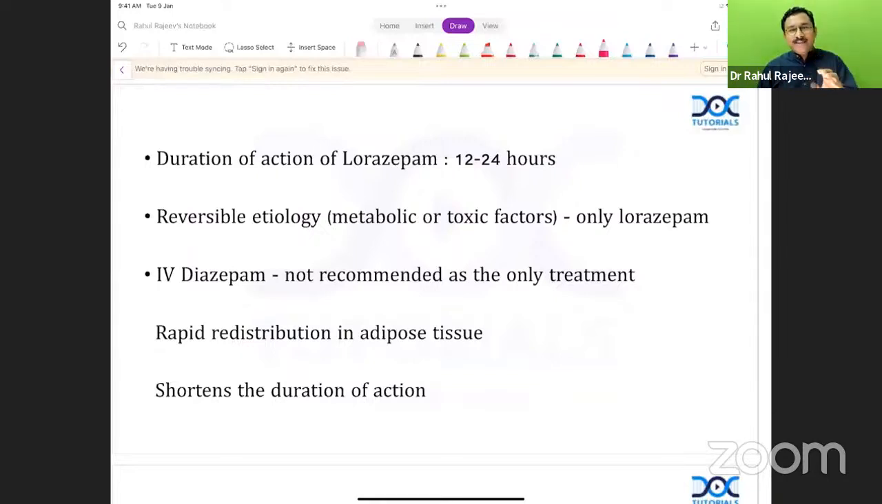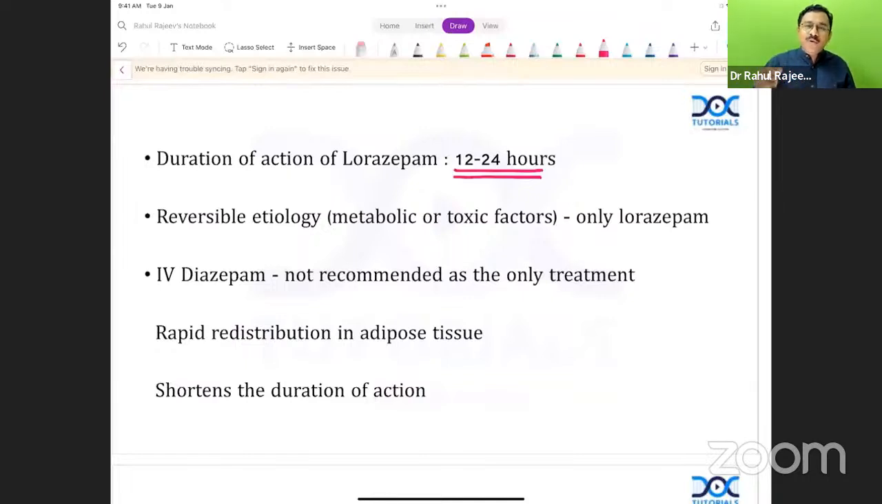Now when you give a benzodiazepine, then comes the question: is it enough to give a first-line drug, or should I proceed on to a second-line drug? In that case, if you're giving lorazepam and you're very sure that the cause of seizure is a reversible one, like, for example, hyponatremia, maybe only lorazepam is enough, because the duration of action of lorazepam is 12 to 24 hours. And if there is a reversible etiology, mind you, like metabolic or toxic factors, yes, lorazepam is enough.